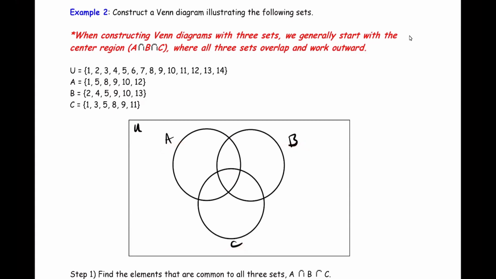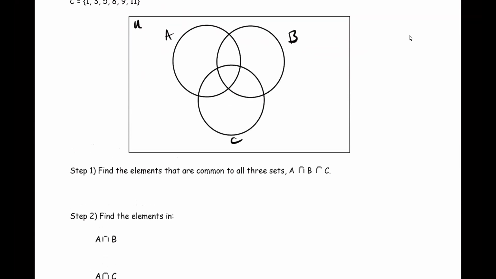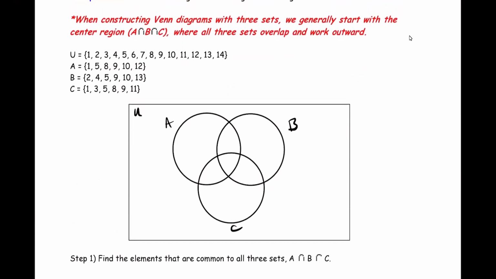So what do the 3 sets have in common? Anybody see any numbers that they have in common? 5. 5 is common to all 3? 5, 9. Just the A, B, and C. Yeah, so 5, 9. That's the only 2 I see. Okay, yeah, I think you're right. How about 10? No. 12? No. Yeah, just 5 and 9, right? All right, so 5 and 9 go here. They have to go where all 3 sets overlap.